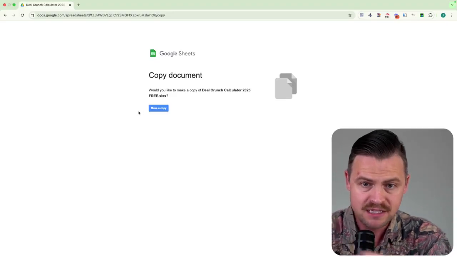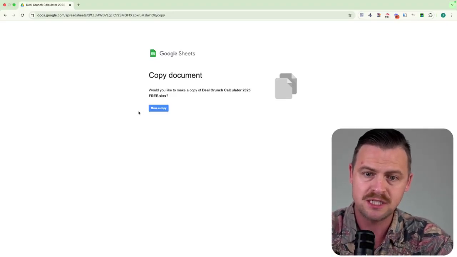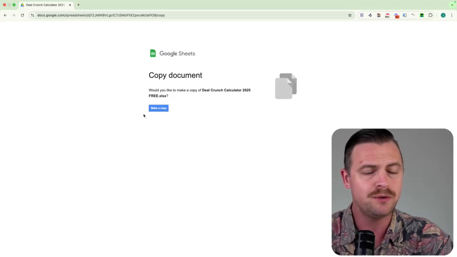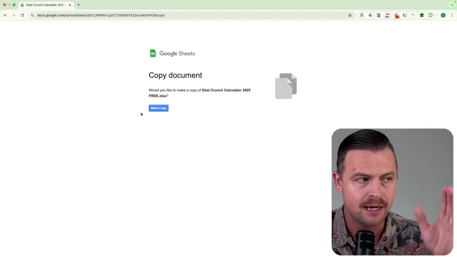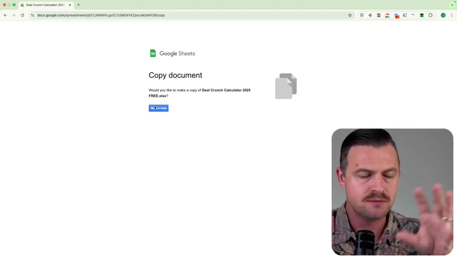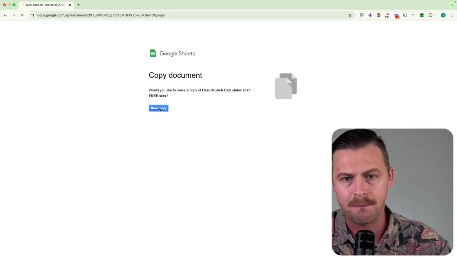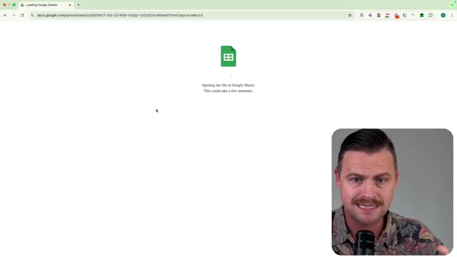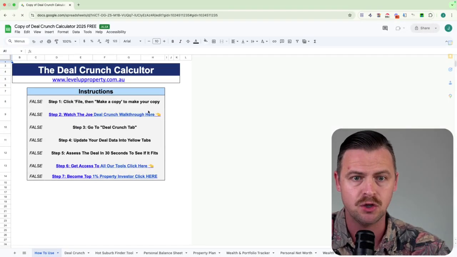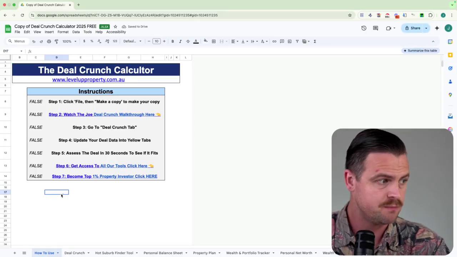Now, this is on Google Sheets, which is a Google product. So you will need a Google account to be able to do this. If you don't have one of them, sign up. It's free. I don't get access to it or anything like that. This makes a copy of our spreadsheet onto your computer. So we don't see this spreadsheet whatsoever. It's there for you. But this is what you get access to. So let's have a look here.